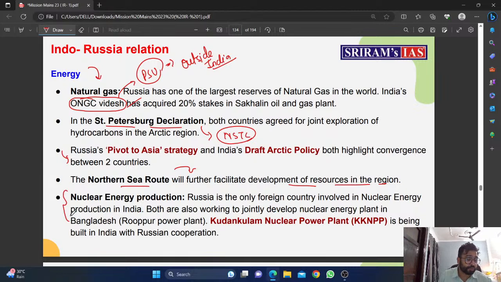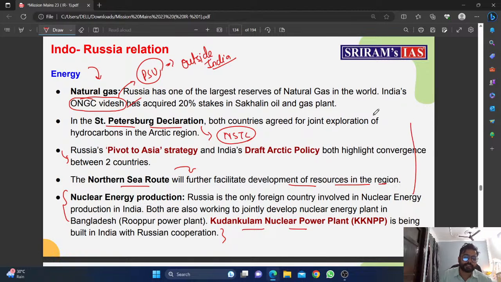Then, guys, in terms of nuclear energy, where Russia has helped India in terms of nuclear production, it is the Kudankulam nuclear power plant. This is being built in India with the help of Russian cooperation. And Russia is the only foreign country presently involved in nuclear energy production in India.